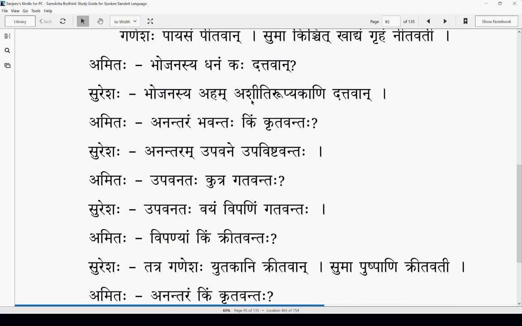So again here we are using the word for sankhya, which we studied before. Ashiti rupyakani. Ashiti means 80, if you remember. Bhojanasya means of the food. Aham ashiti rupyakani dattavan. I have given the 80 rupees or coins.